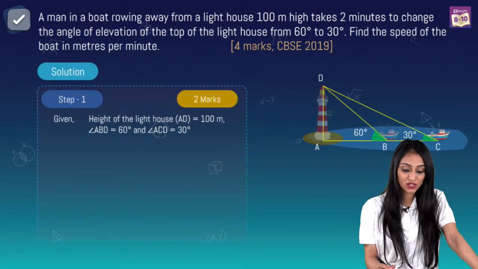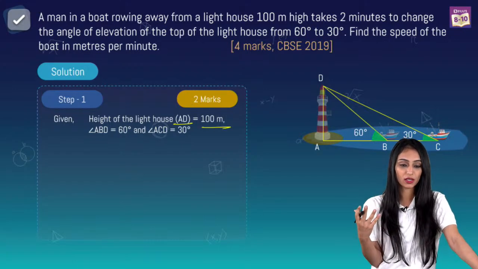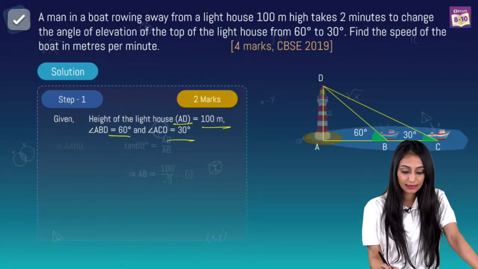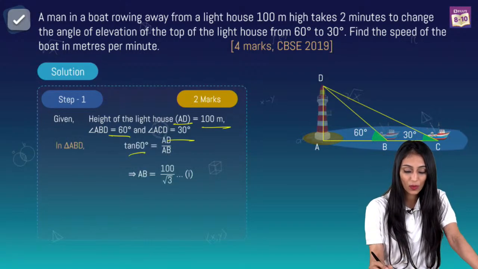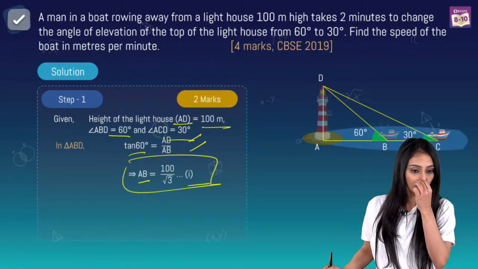First of all, you will mention that the height of the lighthouse is represented by AD over here. You have to mention it, right? Then angle ABD is 60 degrees, angle ACD is 30 degrees. One by one I am picking up the triangles. Tan 60 degrees is AD by AB. So AB would be equal to 100 by root 3. This is going to be my first equation. I hope this is clear.